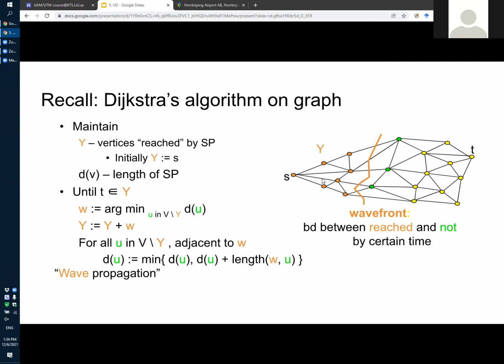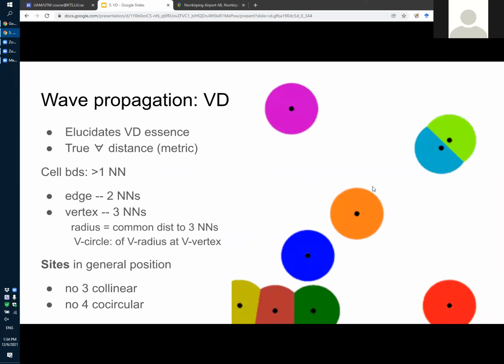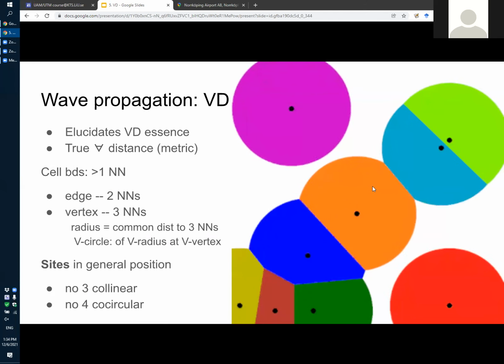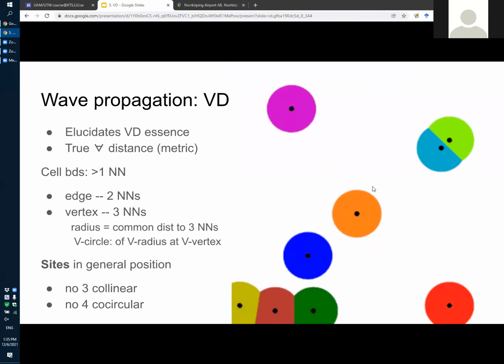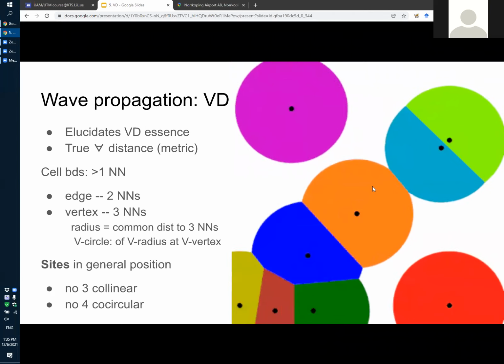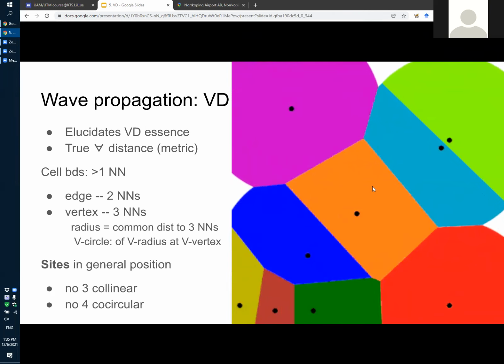And as the algorithm progresses, the wave goes farther and farther away from S, and then it reaches the next vertex. The vertex becomes visited. You set its label, and then the wave propagation continues until all the nodes are covered. And this wave propagation paradigm, again, something that we looked at in the previous lecture for finding shortest paths from a single point in a polygonal domain, is also very much applicable to construction of the Voronoi diagram.